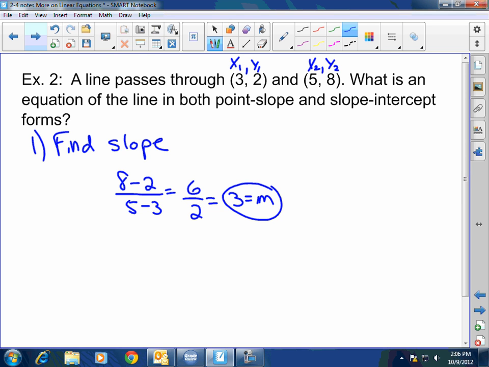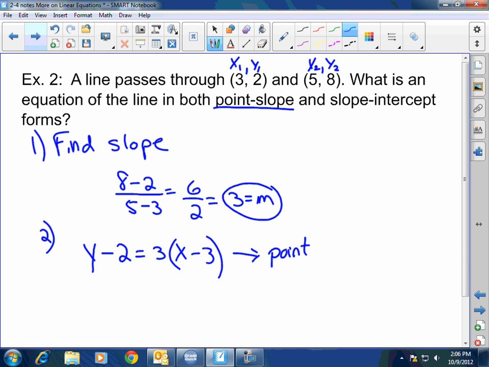That equals my slope. Now, step 2, we plug in the slope and the x1, y1 into the point slope form. So y minus y1. What's y1 here? 2. Could I have chosen (5, 8) as x1, y1? Yes, you could have. Once you choose one, though, stick with it, please. So y minus 2 equals m of 3 times x minus 3. That's it for the first part. That is your point slope form. You are done as far as point slope form is concerned.